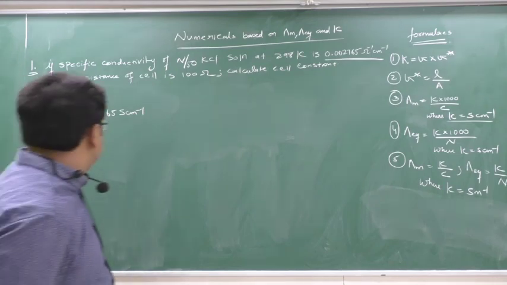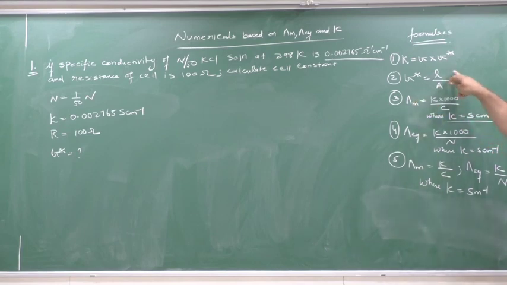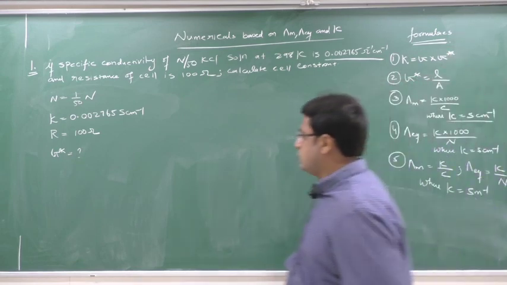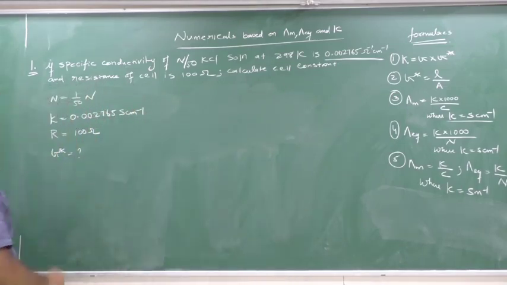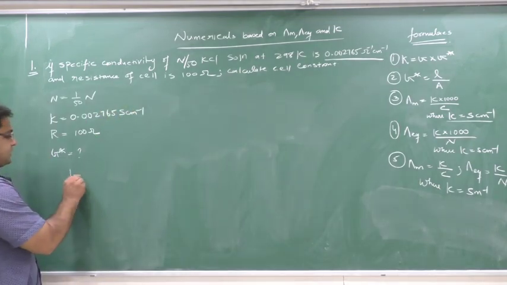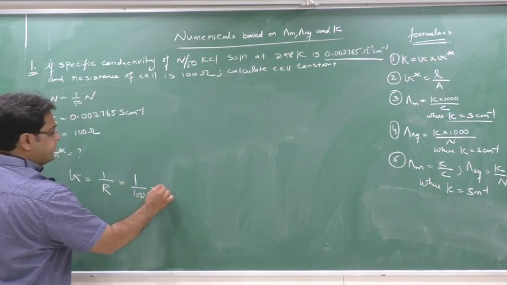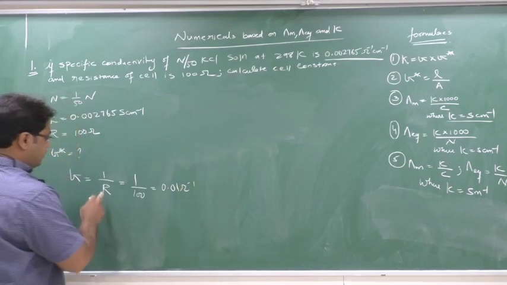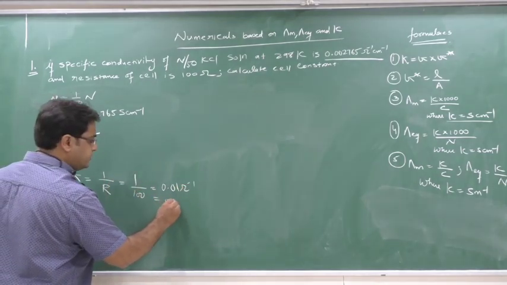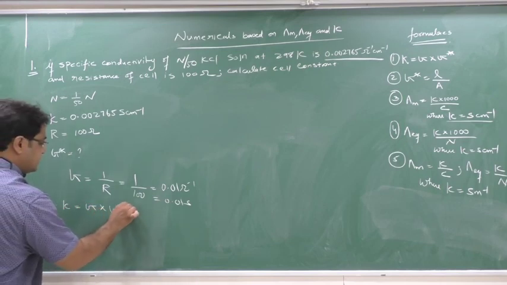Clear? Now see here, for G star I have two formulas. The first formula is K equal to G into G star, and another is G star equal to L by A. But I cannot use this formula because the length, the distance between the two electrodes, and the surface area of the electrode are not given, so I have to use the first formula. But for using it, first I should determine G, the conductance, which is the inverse of resistance. So 1 by R, R is 100, so G is 0.01 ohm inverse, because the unit of R is ohm, or 0.01 Siemens.